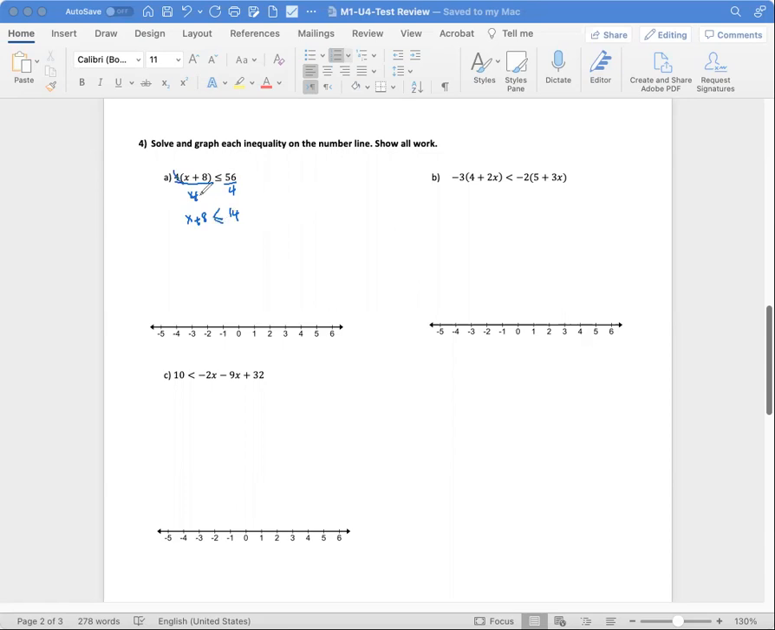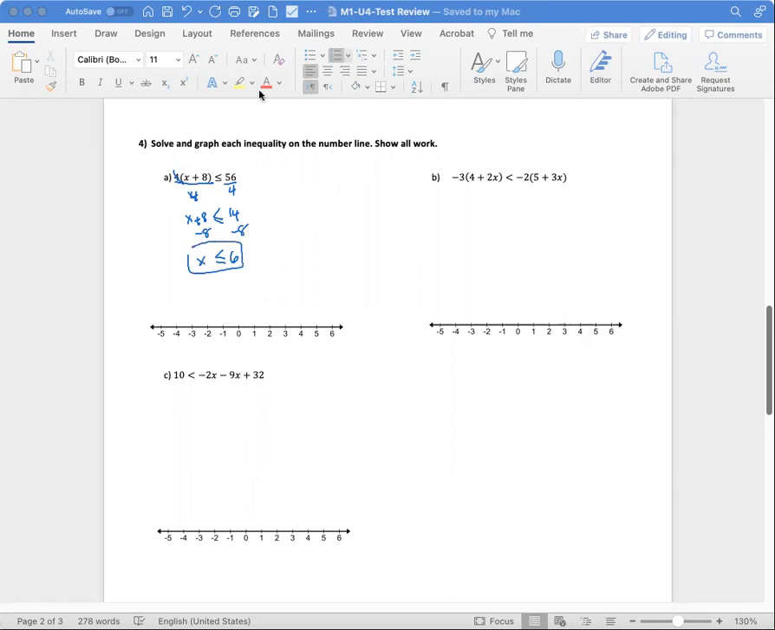Now remember, because I divided by 4 and 4 is a positive number, I don't flip the sign, right? You only flip the sign when dividing or multiplying by a negative. So then you get x plus 8 is less than or equal to 14, subtract 8, you get x is less than or equal to positive 6, and you're done.